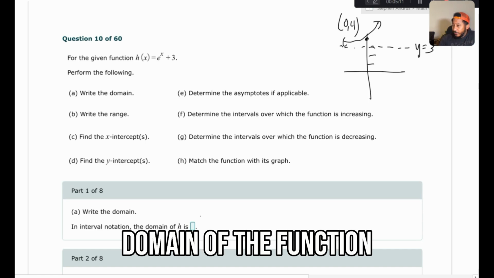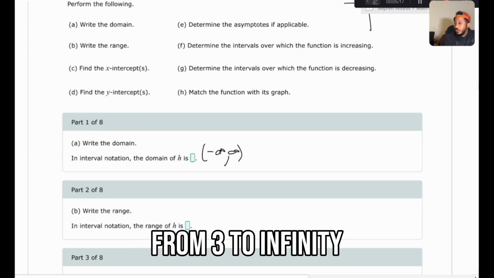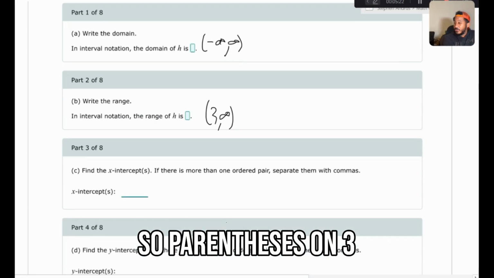So to write the domain of the function, domain for any exponential function is all real numbers. Whereas the range here, we see it goes from 3 to infinity, from 3 to infinity. Again, it doesn't touch the asymptote, so parentheses on 3.